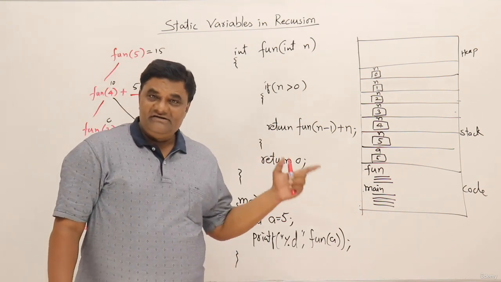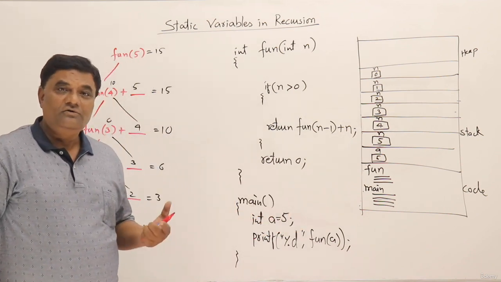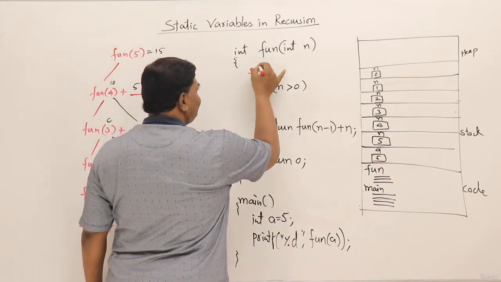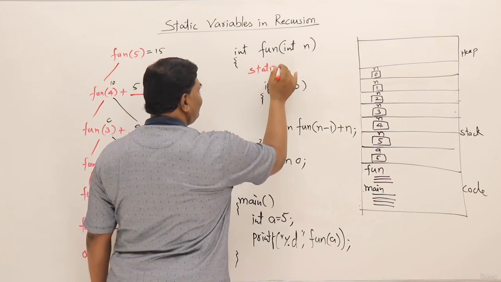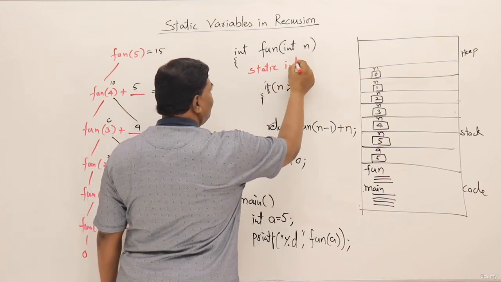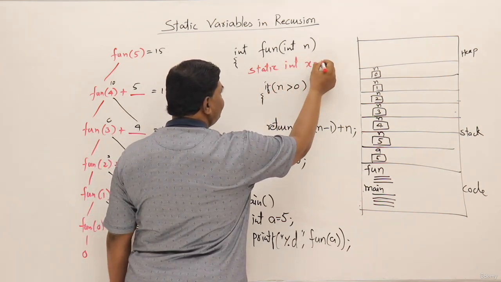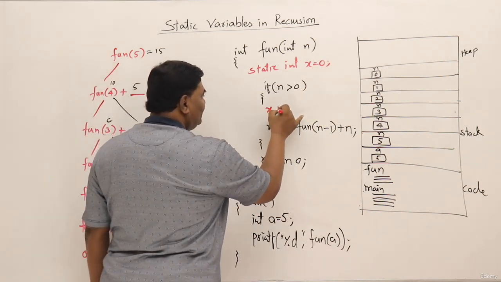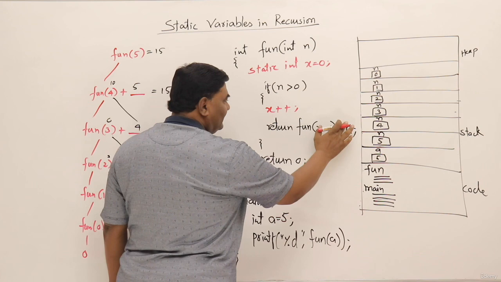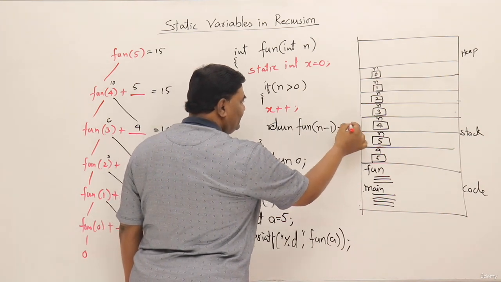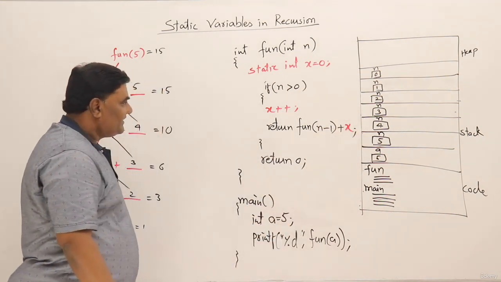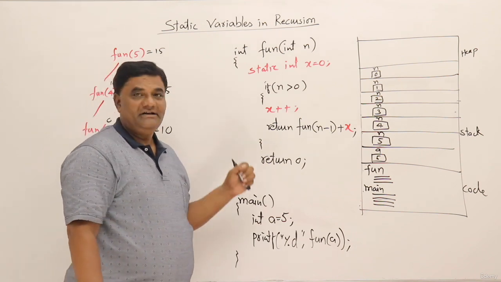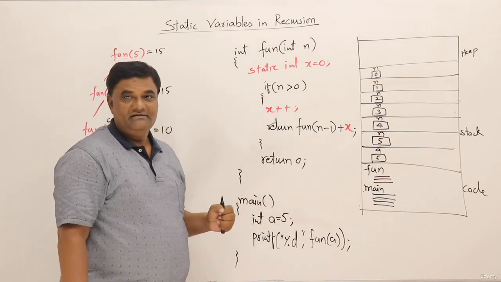Now I am going to make changes in this function, then we will see how to handle static variables. So I am making a modification. Static variable: static integer x whose value is 0 initially. And before calling, I'll be incrementing it. And while returning, I'll be adding x. So this is not adding n, but adding x, and x is incremented and it is static.